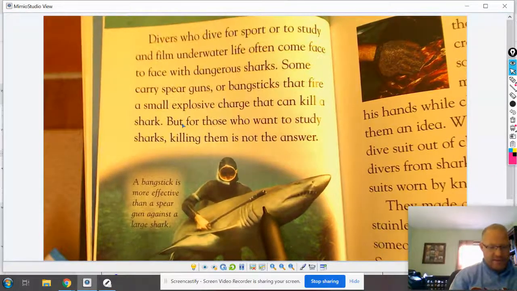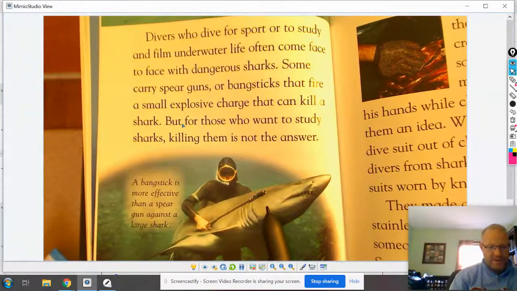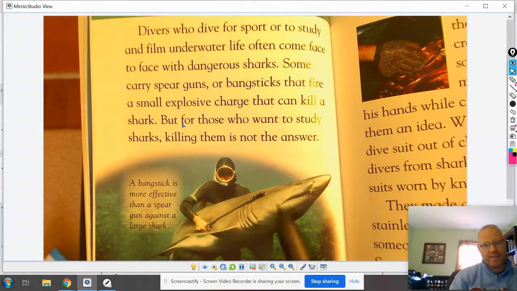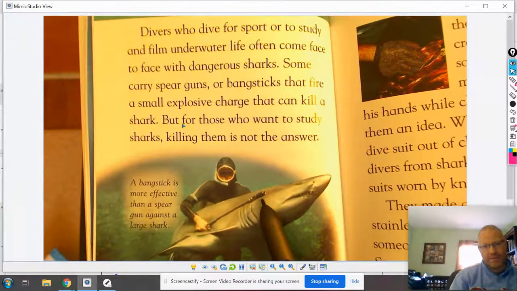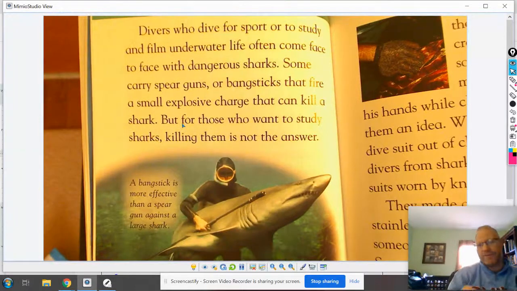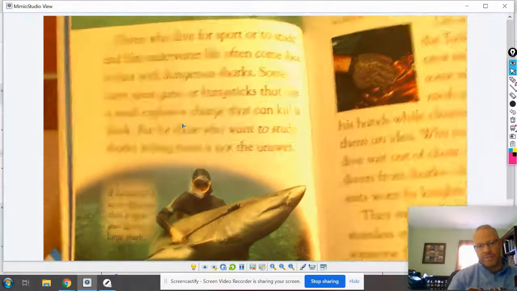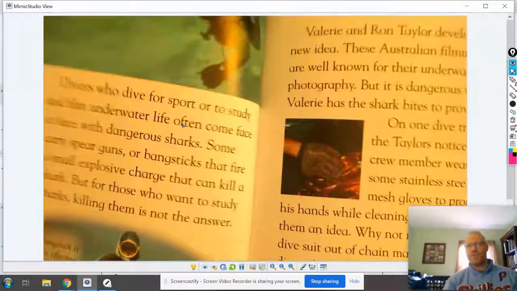So, like they said, a bang stick, it's like a gun, but it's on a stick. And when you poke at something, it would set off a charge, like a gunshot type charge.